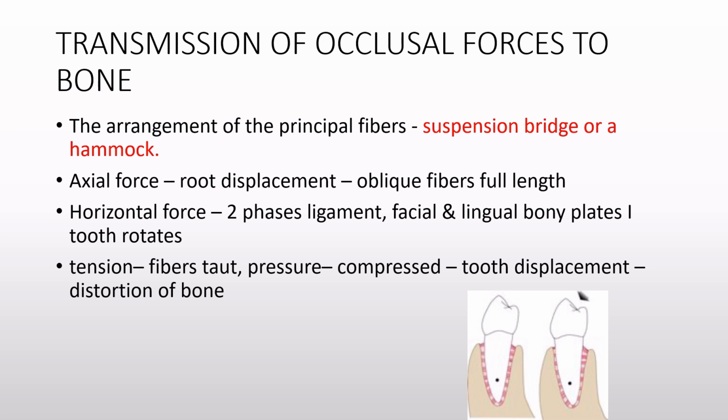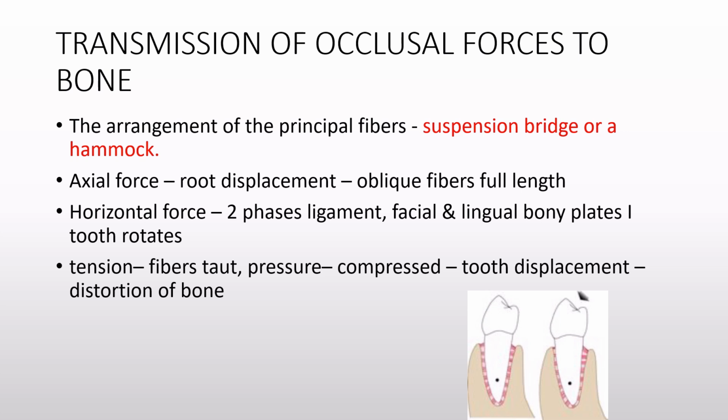When a horizontal or tipping force is applied, two phases of tooth movement have been observed. The first is within the confines of the periodontal ligament, and the second produces a displacement of the facial and lingual bone plates. The tooth rotates about an axis that may change as the force is increased. The apical portion of the root moves in a direction that is opposite to the coronal portion.